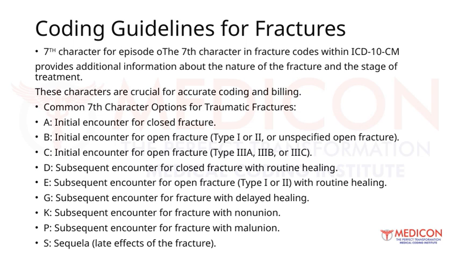For example, an A indicates the initial encounter for a closed fracture. This is when the patient is first seen after the injury and the bone isn't broken through the skin. If the fracture is open, meaning the bone has broken through the skin, then we use B for the initial encounter for open fractures of type I or II, or when the open fracture type isn't specified. For more severe open fractures, like type IIIA, IIIB, or IIIC, we use C to specify that initial encounter.